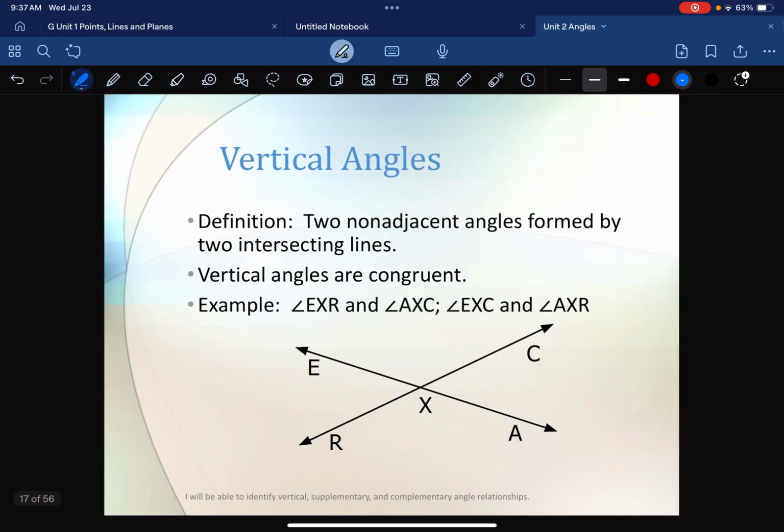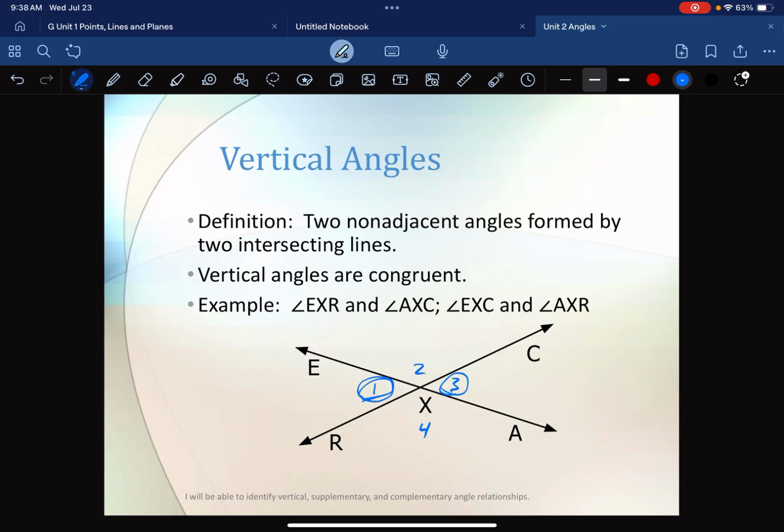Vertical angles. Well, vertical angles are not adjacent, and they're formed by intersecting lines. So these two lines cross, and they form four angles here, right? 1, 2, 3, and 4. But they can't be adjacent. So 1 and 2 are adjacent, so that doesn't work as a vertical pair. It has to be like 1 and 3.